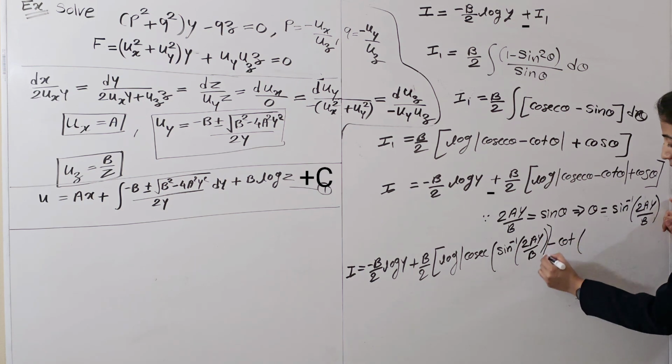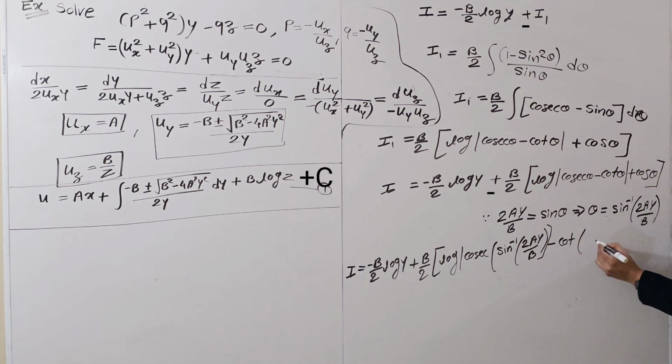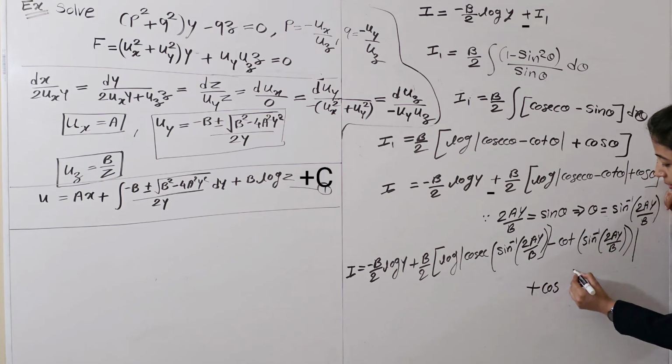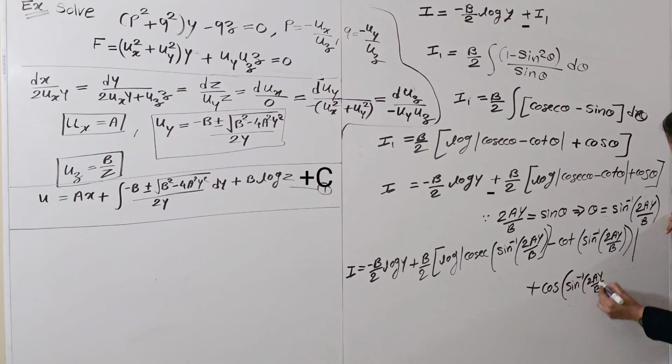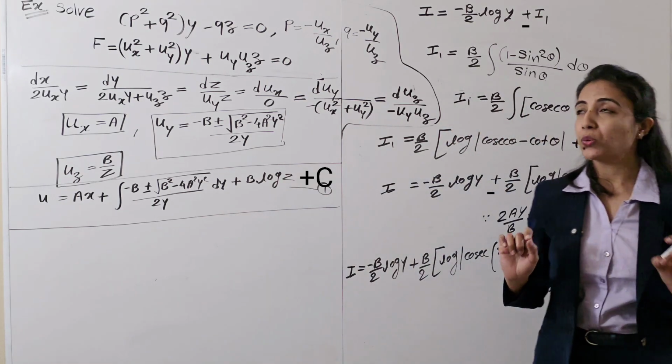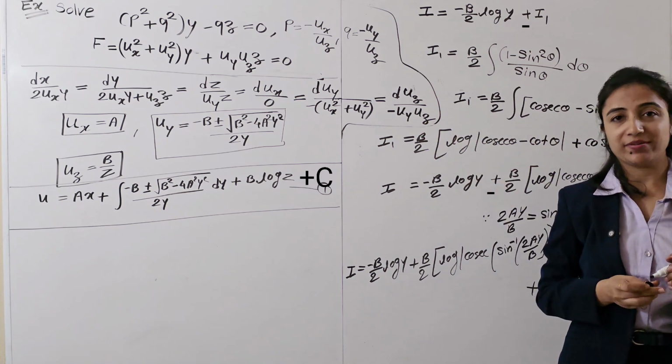Again put the value of theta here. So cot theta has theta as sine inverse of 2ay by b, plus cos theta, where theta is again sine inverse of 2ay by b. This value of integration I we have to put here. That will be our complete solution for this differential equation.